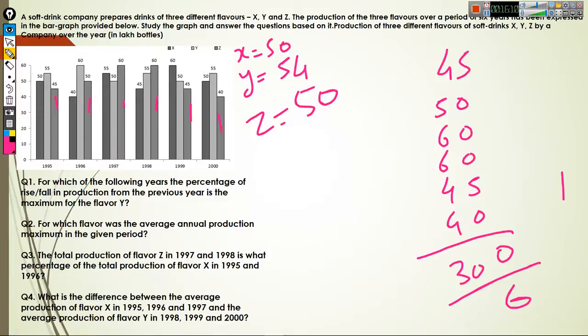And what is the question? The question is, for which flavor was the average annual production maximum? So the maximum is for Y. The answer will be Y.